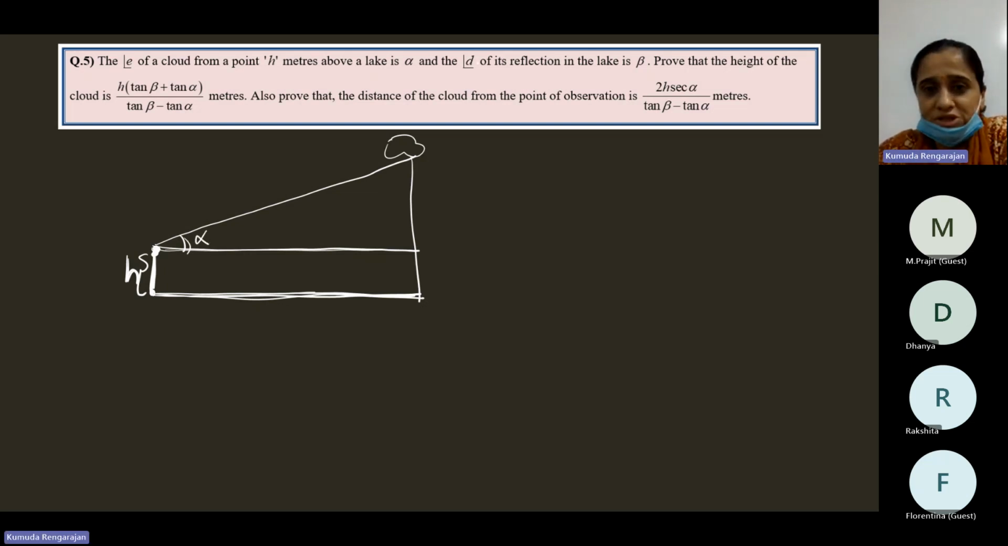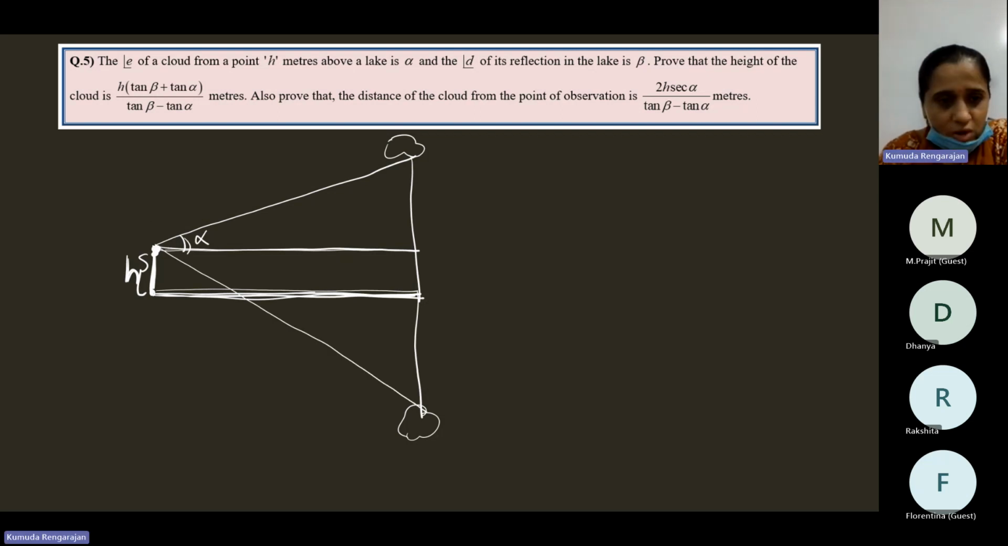And the angle of depression of its reflection in the lake. So this is the surface of the water, so it's reflected below here. It's reflected there. Now from the same point, the observer looks down into the water at the reflected cloud. He looks down from the same point. So he looks here. This is the line of sight. The same is the horizontal.